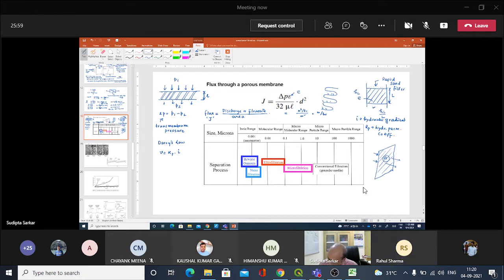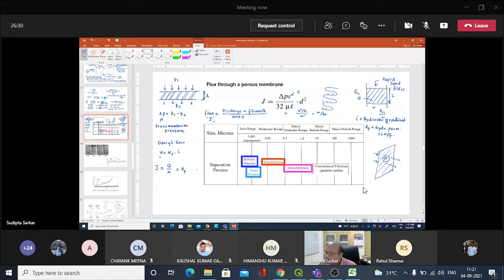what is the value of I here? Let us say that our Darcy's law is valid here also. So this V is nothing but equal to our J. So we can write J equals K. So J equals Q by A equals, let us write this, Kp. Okay, Kp, and what is delta P here?